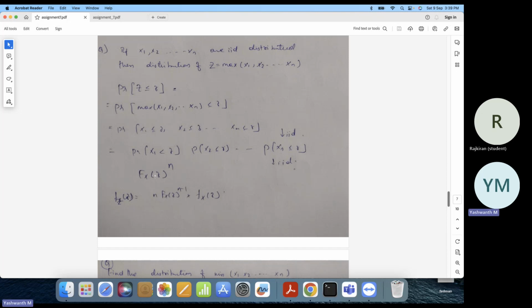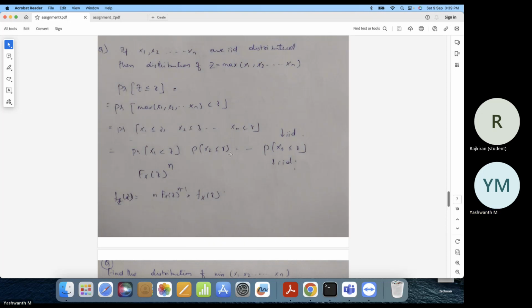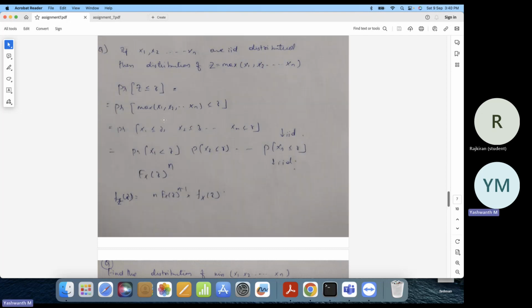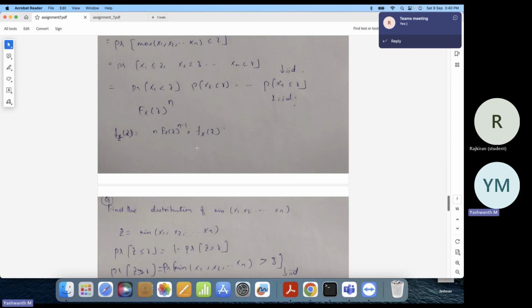Is that clear? Why this thing has come, and of course this also. Yes, so small f, the density, is nothing but you differentiate your distribution. Okay.